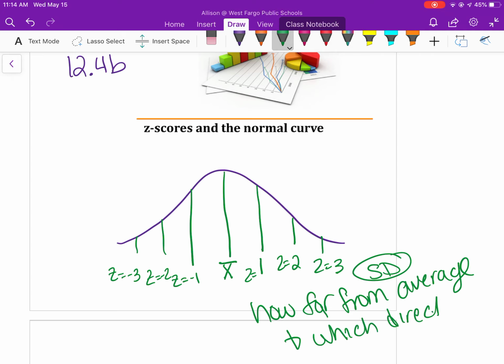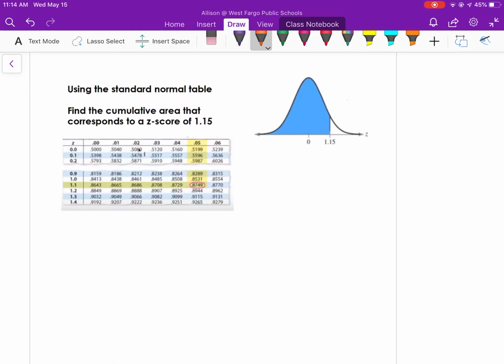And so today we're going to look at z-scores where they don't fall exactly on those marks. What if you are 1.5 away from the average, what is the area under the curve? So that's what we're going to look at today. So here we have a cumulative area, and we're going to find that cumulative area for a standard deviation of 1.15. So this would be like you are 1.15 above the average. What's the probability that that happens, that you are 1.15 above the average?